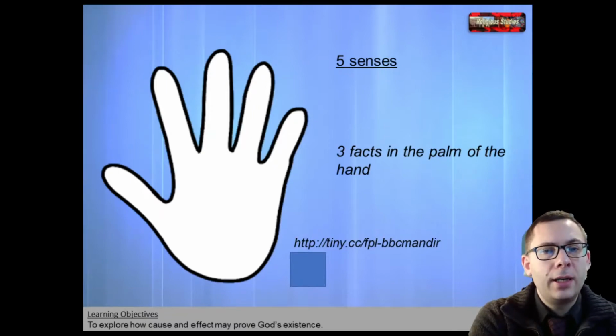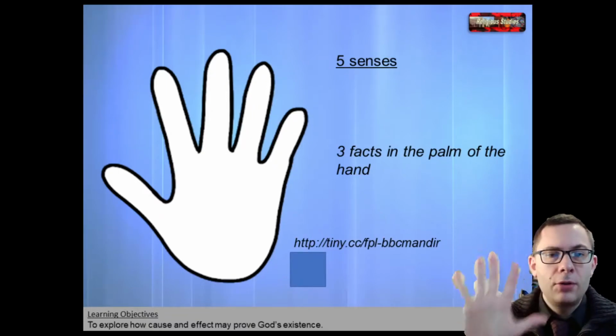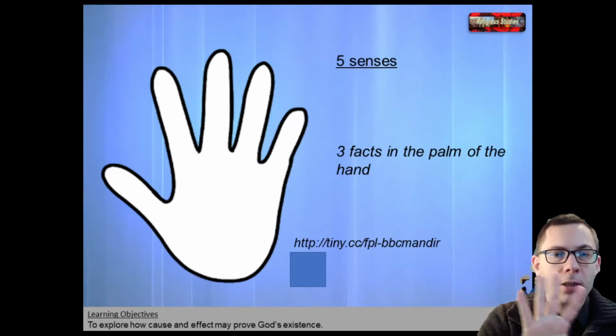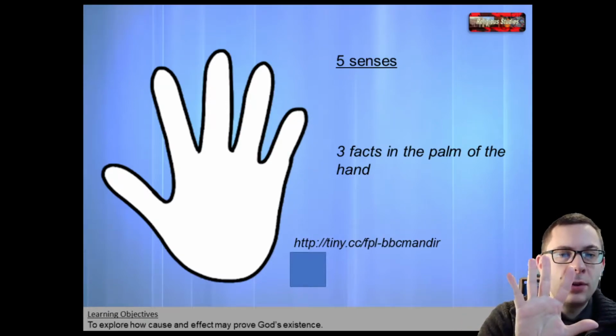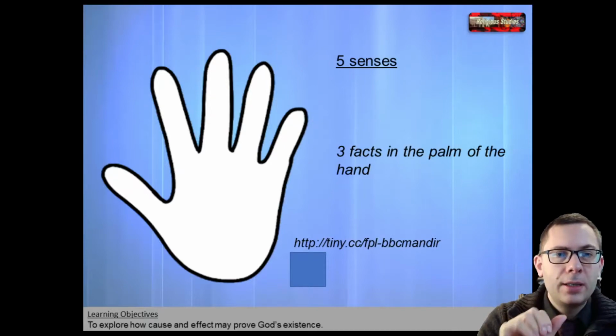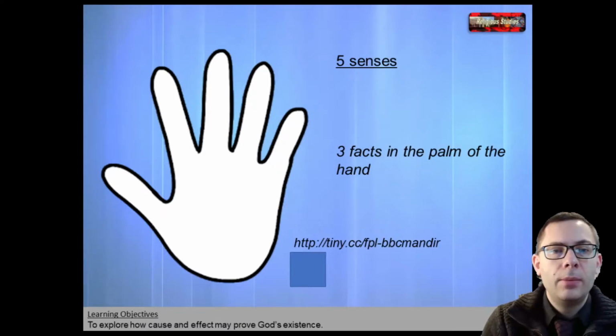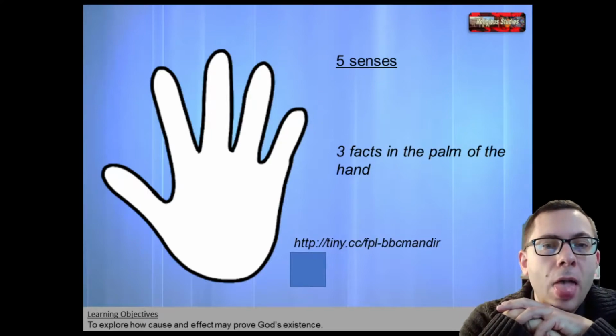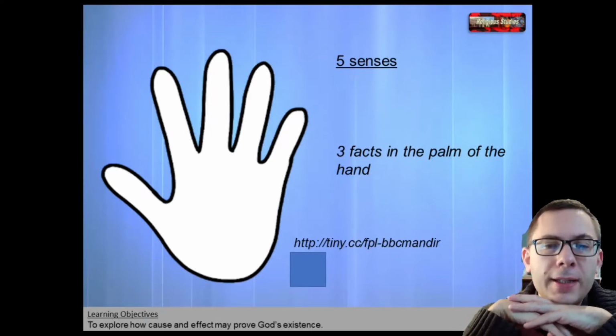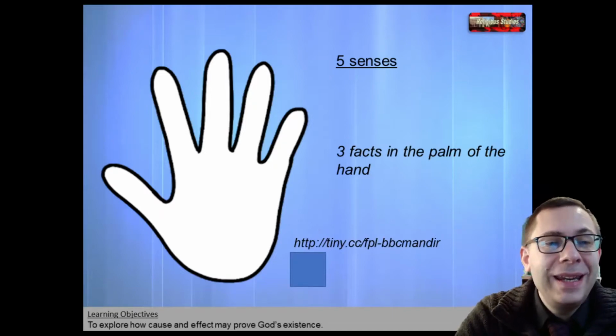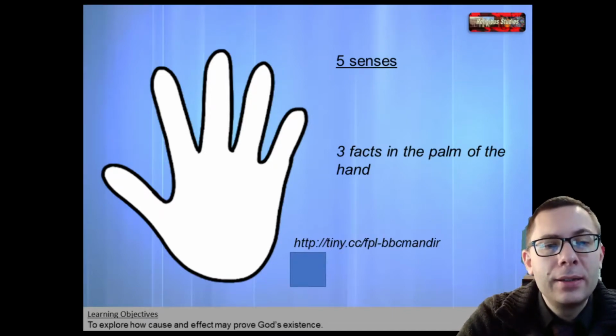Okay, so the next thing I'd like you to do is to draw around your hand. Okay, mine's kind of a bit wobbly because of my green screen. There we go. So draw around your hand, and as we watch this clip that I'm going to show you in a moment, you need to write down what you would see, hear, touch, smell, and the other one that I can never remember, in each of the fingers, and write down 3 facts in the palm of the hand as well.